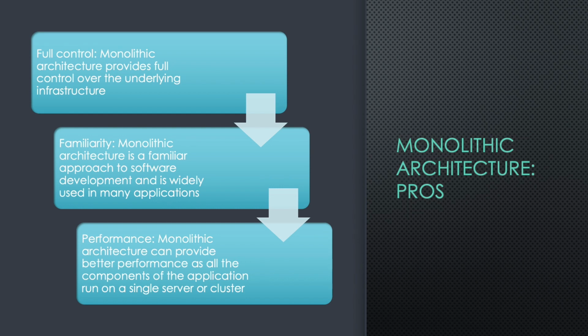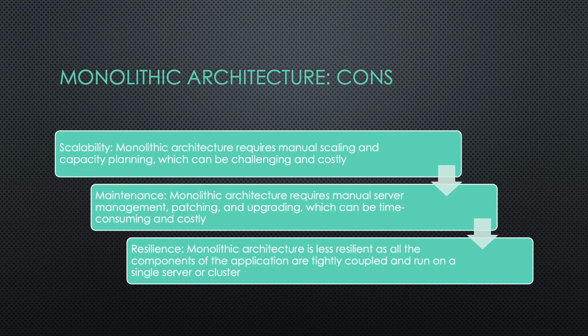Monolithic architecture, pros. Full control. Monolithic architecture provides full control over the underlying infrastructure. Familiarity. Monolithic architecture is a familiar approach to software development and is widely used in many applications. Performance. Monolithic architecture can provide better performance as all the components of the application run on a single server or cluster.